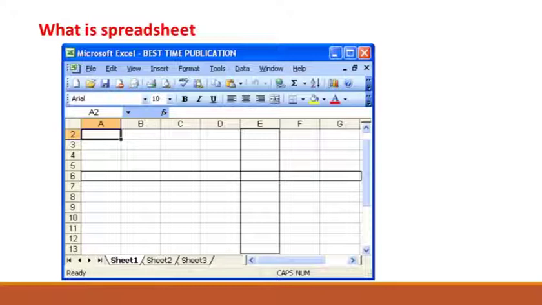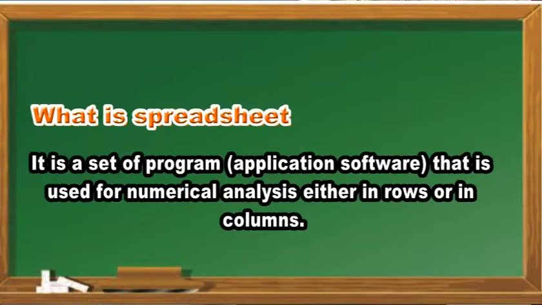What can you say about a spreadsheet application? A spreadsheet can be explained as a software which helps in numerical analysis either in a row or in a column. Row and column underlined. So it is a set of instructions which helps the computer user to perform numerical analysis either in a row or in a column.